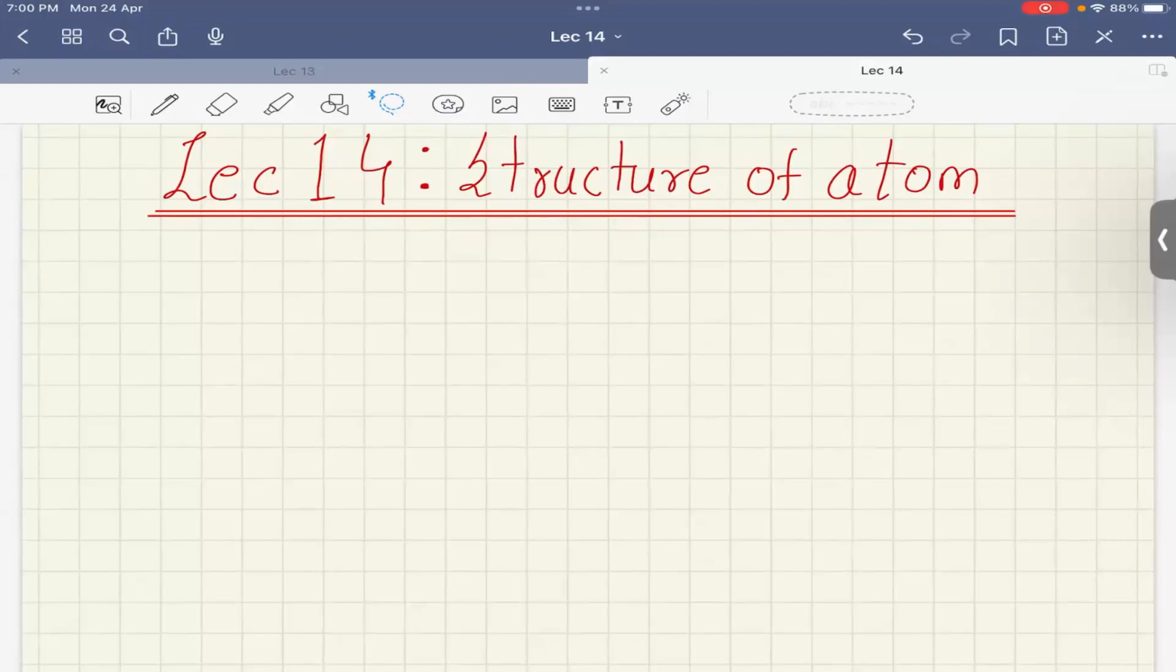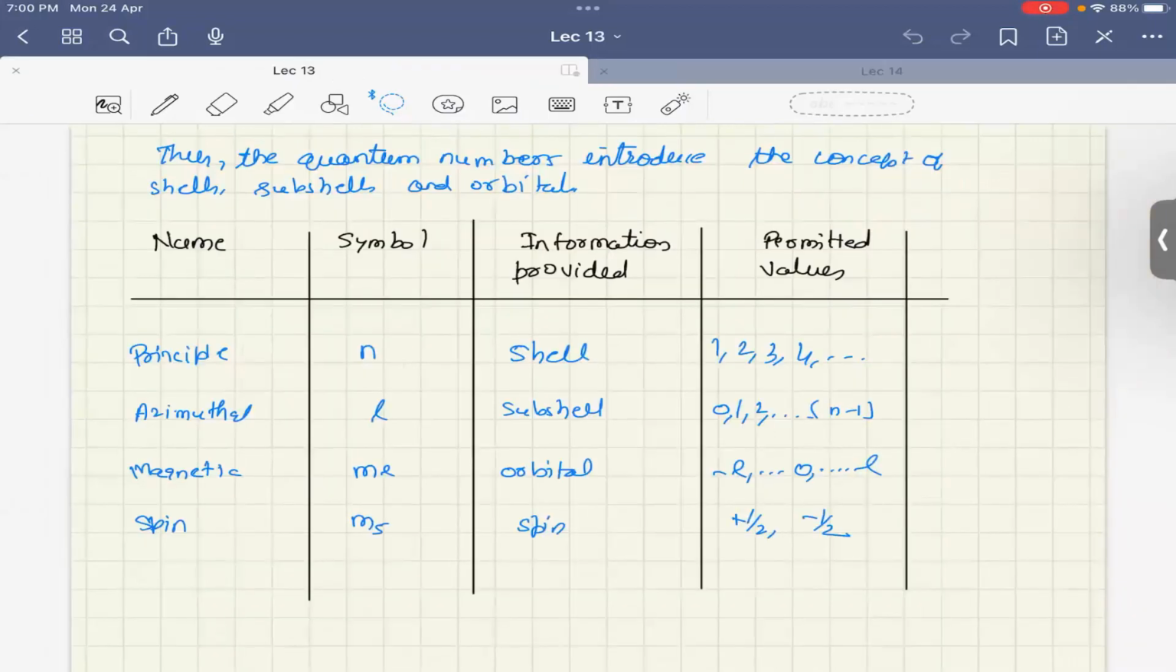Okay. In the previous class, we have seen about different quantum numbers, right? Principal quantum number, azimuthal quantum number, magnetic quantum number, and spin quantum number. We have also studied in detail what each quantum number stands for and how with the help of these four quantum numbers we can uniquely describe the electron, right? And we have also seen the maximum and minimum values of these quantum numbers, right?